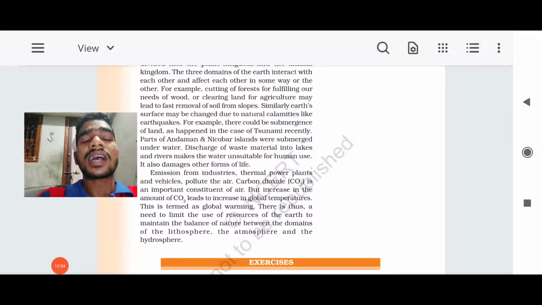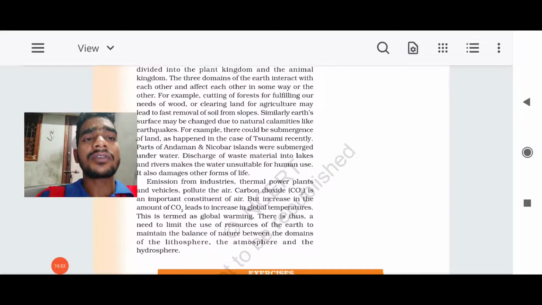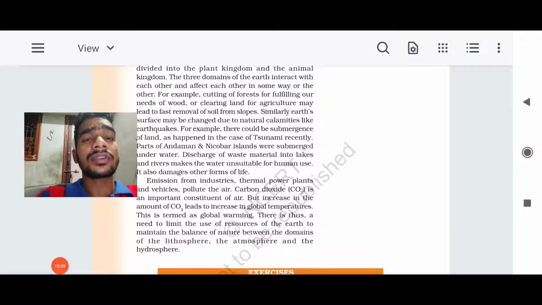The tree uses carbon dioxide for making its food. Most plants use carbon dioxide for making their food, and after taking in carbon dioxide, they produce oxygen, which is inhaled by us. So it is very, very important. Without carbon dioxide, you cannot imagine life.